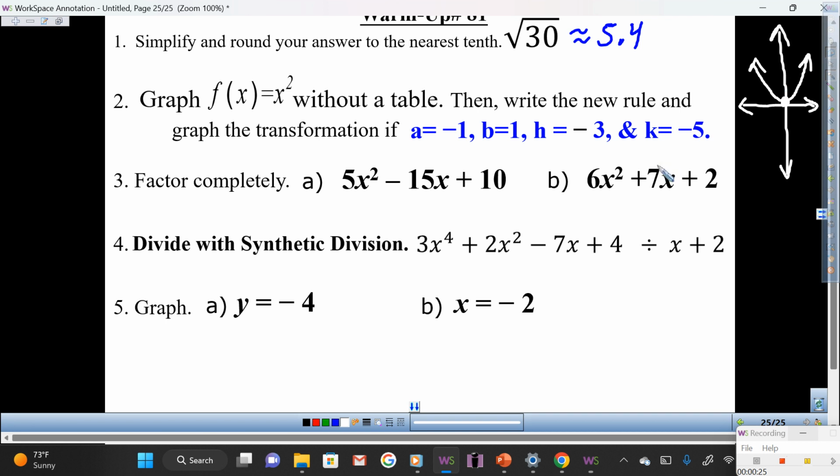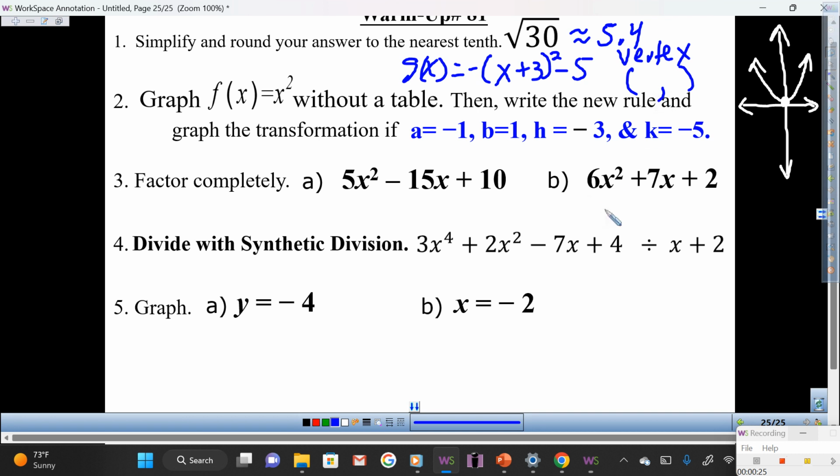However, we need to write our general rule. If I substitute these values, our general rule should have been g of x equals negative parentheses x plus 3 squared minus 5. Tell your neighbor the new vertex where we're going to land at the end once we do the transformations. New vertex. Joel, pass someone. That is correct. At negative 3, negative 5, so it's somewhere down here.